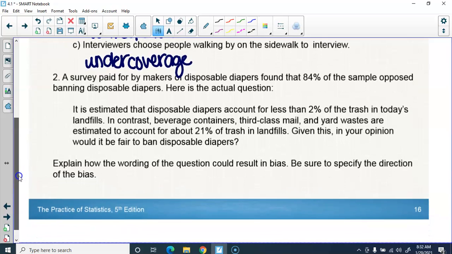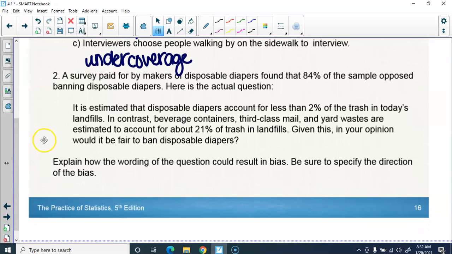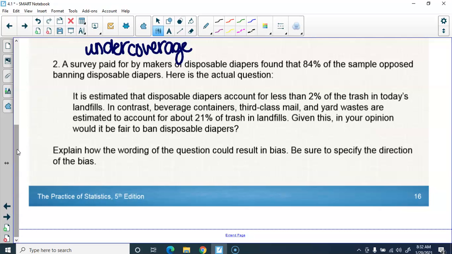All right, let's look at number 2. A survey paid for by makers of disposable diapers found that 84% of the sample opposed banning disposable diapers. Here was the actual question. It is estimated that disposable diapers account for less than 2% of the trash in today's landfills. In contrast, beverage containers, third-class mail, and yard waste are estimated to account for 21% of trash in landfills. Given this, in your opinion, would it be fair to ban disposable diapers? Explain how the wording of the question could result in bias. Be sure to specify the direction of the bias.